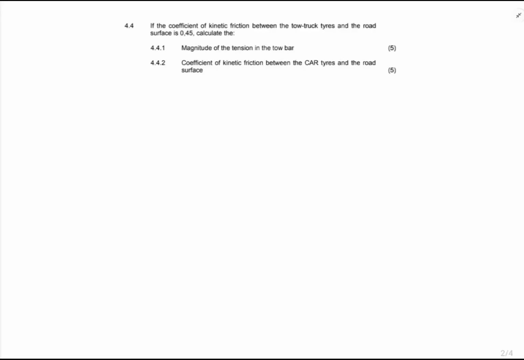Now we're looking at the more numerical part of the problem that we were given. So we're told that the coefficient of kinetic friction between the tow truck tires and the road is 0.45. So calculate the magnitude of the tension in the tow truck. So let's first just write that down, 0.45, something that we should note. And so we are told that we have to calculate the tension. So firstly, remember what Newton's second law states, that the sum of forces acting on an object is equal to the mass times the acceleration of the object.